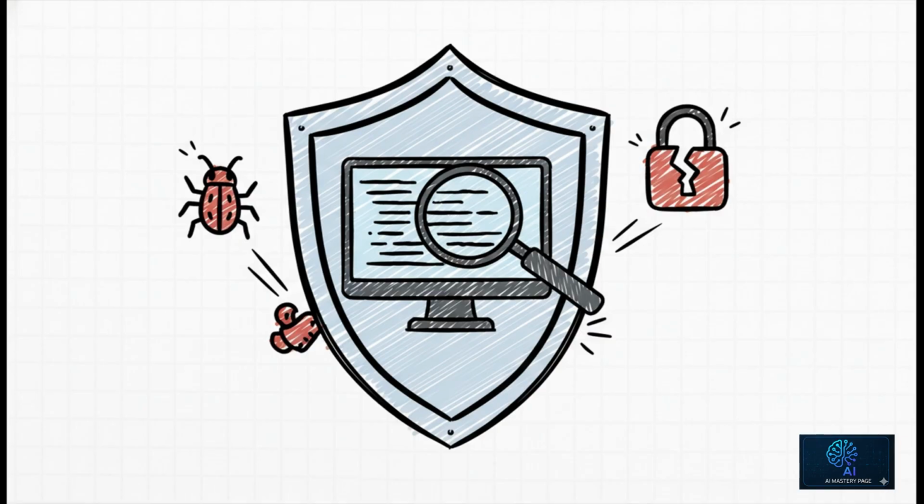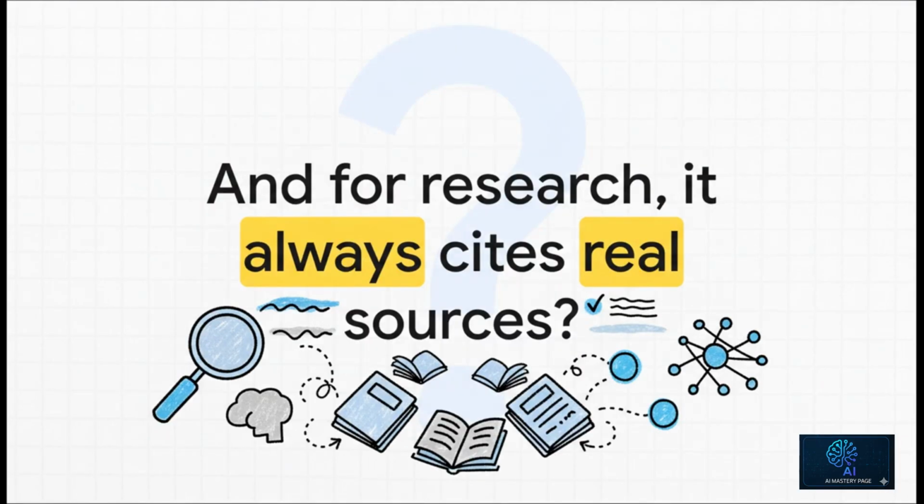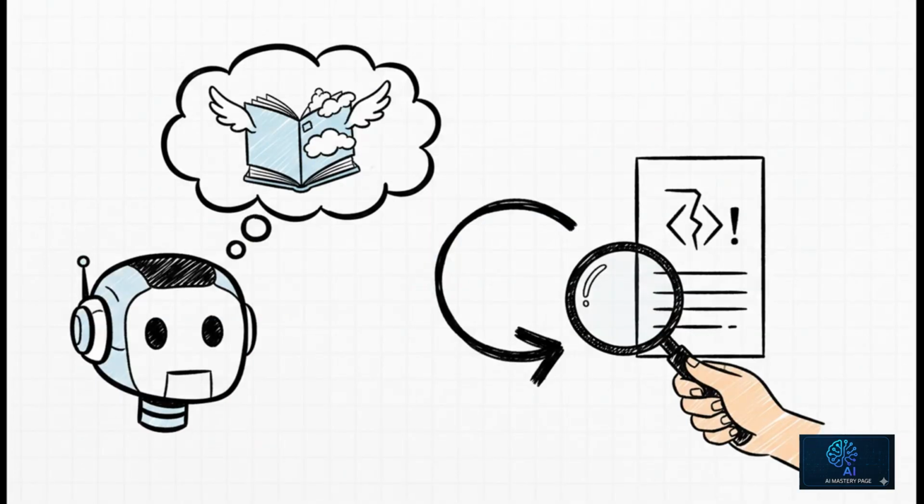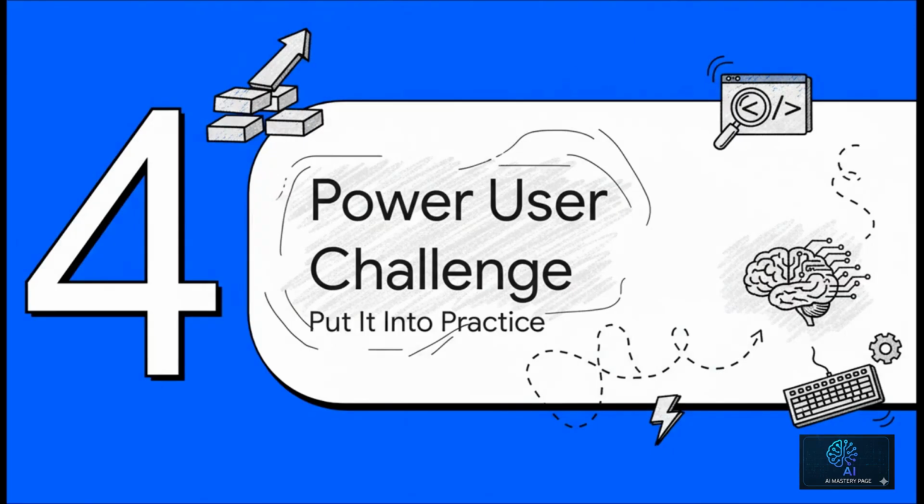Verify, verify, verify. Okay, what about our research interpreter? Surely if it's summarizing a real paper, the sources it mentions are real, right? This is another critical warning. AI models can hallucinate, which is a fancy way of saying they can literally invent facts, stats, and even academic citations that look completely plausible, but are totally fake. So the rule of thumb is simple. Always ask for direct links to sources, and then, this is the important part, click on them and make sure they're real.